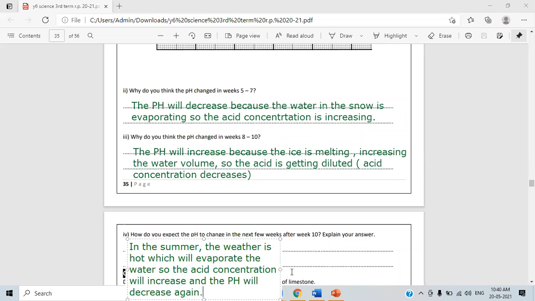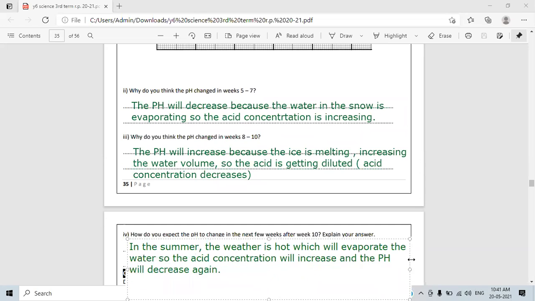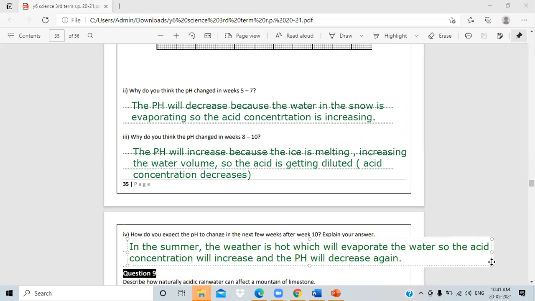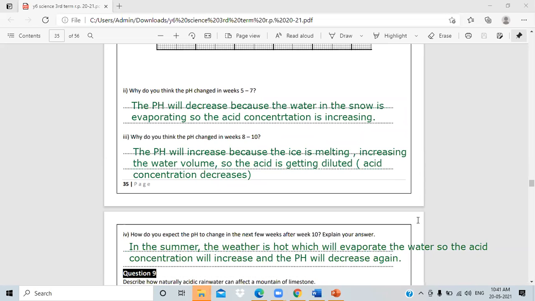Is it clear for everyone, guys? Yes. All right. We are left in page 36 with only question number 9. I think we did question number 10 together, right? It was homework, I guess, and we corrected together.